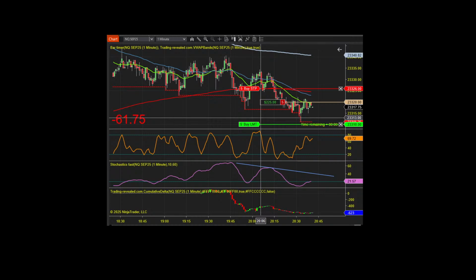So again, I'm aiming at this, this is day one with a $250,000 combine. So the profit target is $15,000, and the trailing drawdown is $6,500.